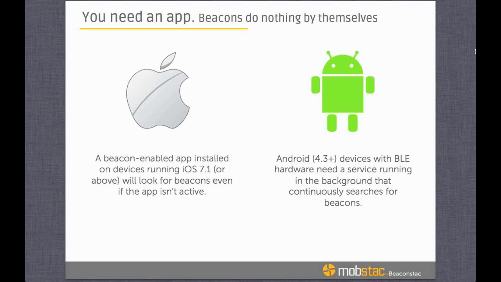On iOS, a beacon-enabled app will work on any iOS version 7.1 and above. What's interesting about the way iOS does it is that an app can look for beacons even if it isn't running, that is, even if it hasn't been launched and is available in the background. Android, which supports Bluetooth Low Energy from version 4.3 onwards, that's Jelly Bean, requires that as an app developer you write a separate service that runs in the background.